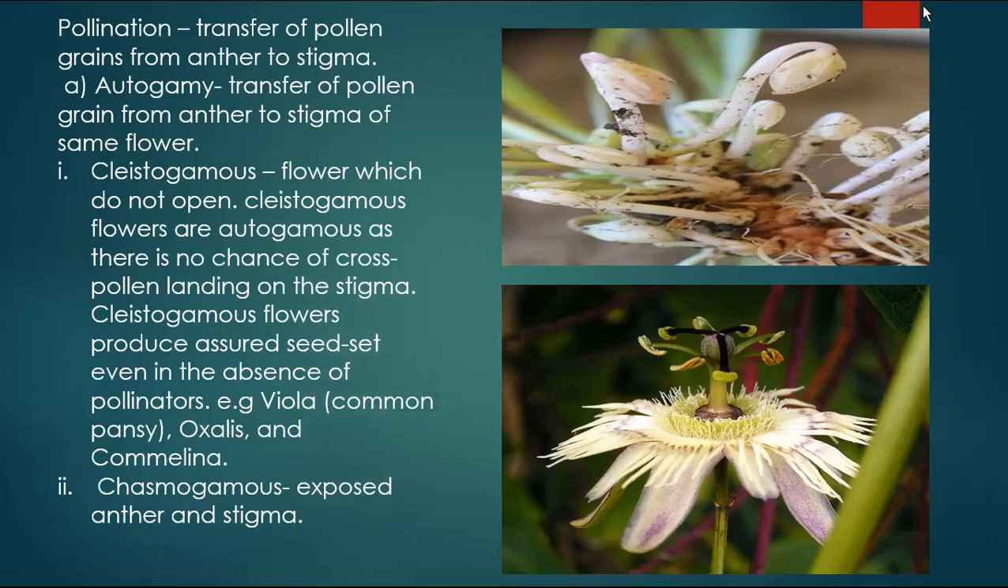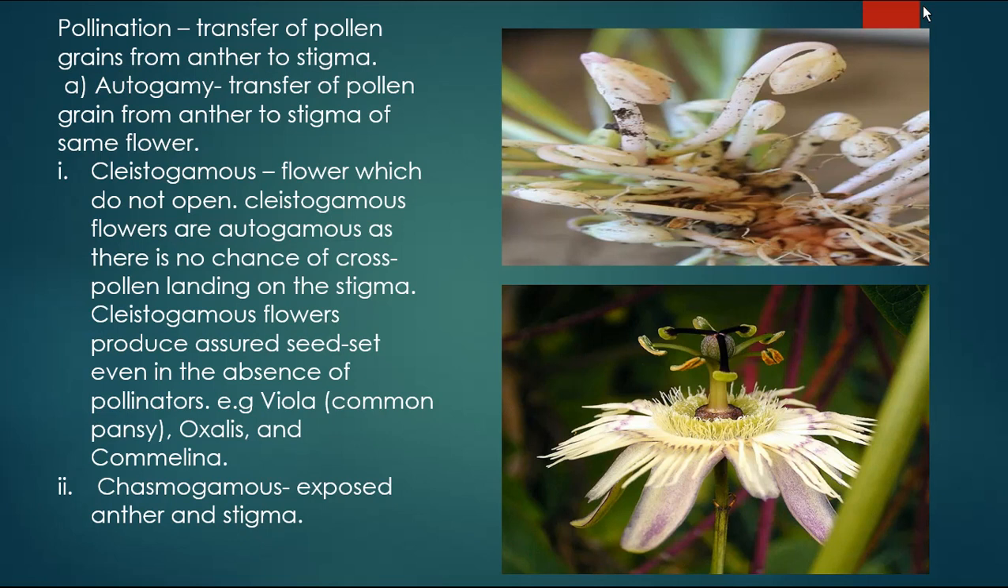Pollination is the mechanism of transfer of pollen grain to the stigma of the pistil. Kinds of pollination. Depending on the source of pollen, pollination can be divided into three types. Autogamy. In this type, pollination is achieved within the same flower. Transfer of pollen grain from the anther to the stigma of the same flower.